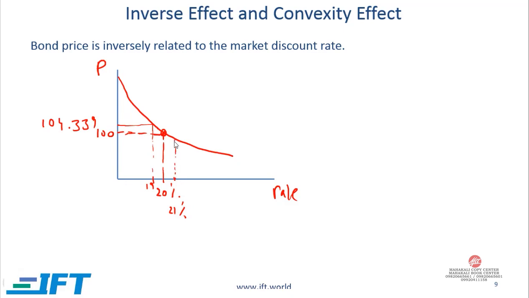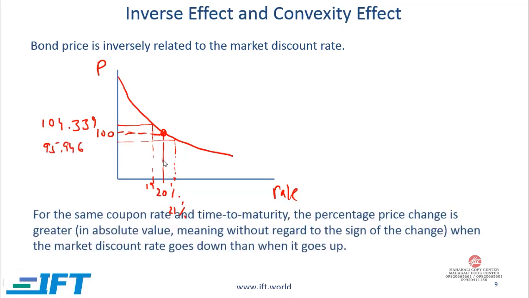then the price of the bond came down. So that is the inverse effect. And specifically, the bond price came down to 95.946. What about the convexity effect? For the same coupon rate and time to maturity, the percentage price change is greater when the market discount rate goes down than when it goes up. And that is visually depicted over here.